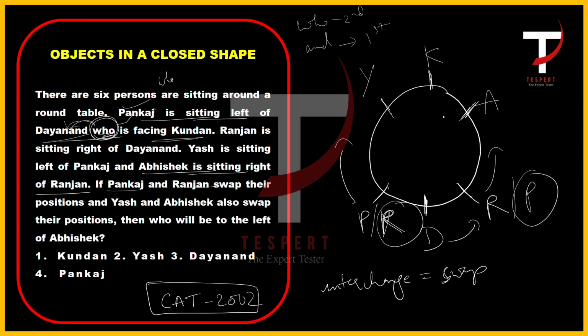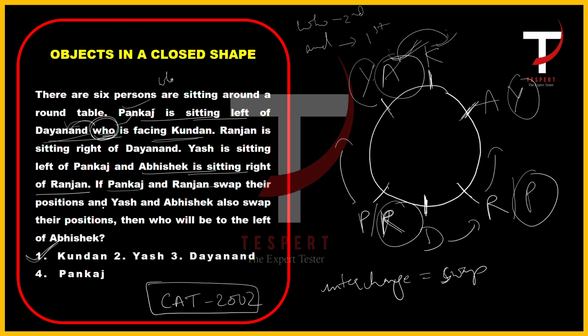Okay, here Ranjan comes here, and Yash and Abhishek. So instead of Yash, Abhishek comes here, and instead of Abhishek, Yash comes here. Okay, then who will be to the left of Abhishek? So Abhishek is there. Okay, the new arrangement, Abhishek is there. Who is the left of Abhishek? So Kundan is left of Abhishek. So answer is one. Answer is Kundan, right?